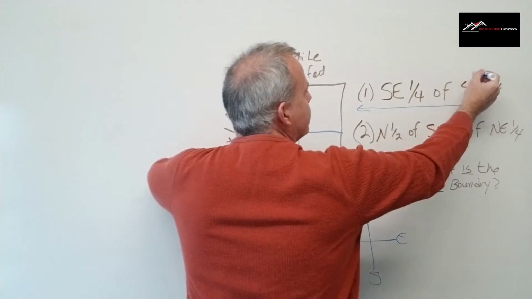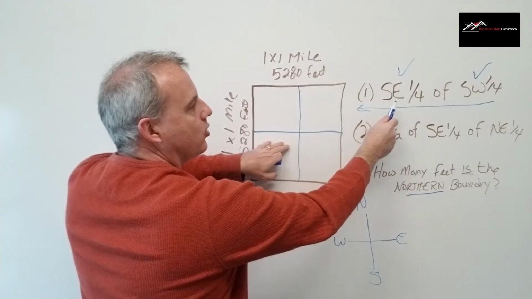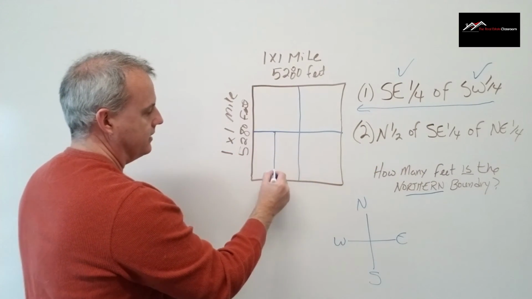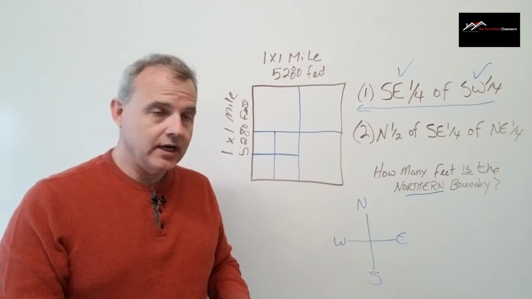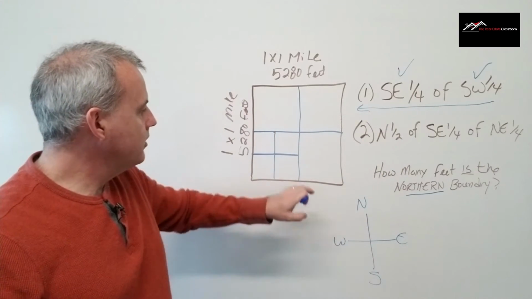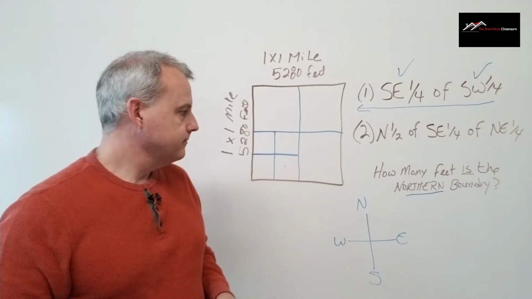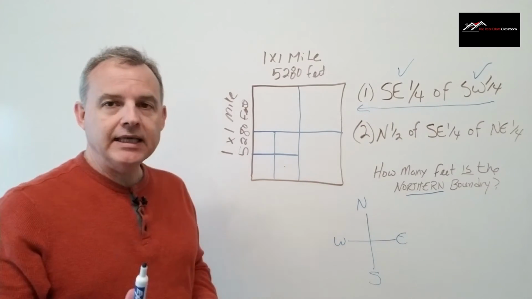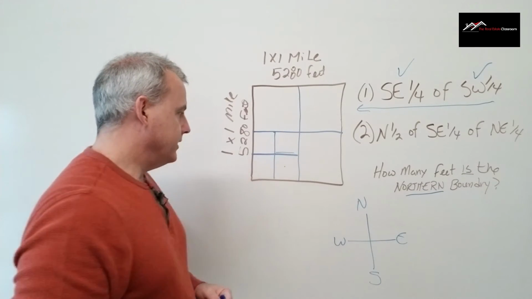We found this location, but now we have to find the southeast quarter of the southwest quarter. So we have to then divide this quarter into quarters again. And then we find the southeast. Look at our compass rose. So this here is our quarter. This is the geographical location for that legal description. Now, it wants to know what the northern boundary is.